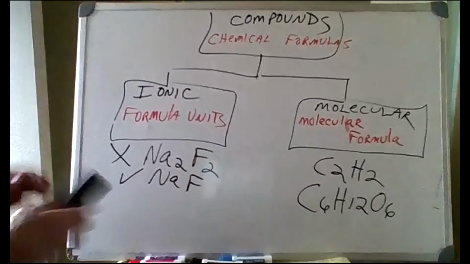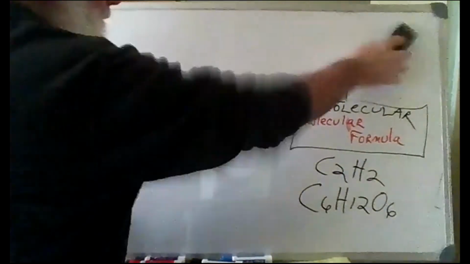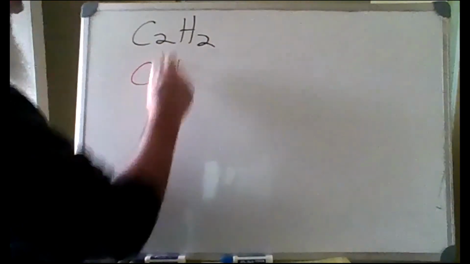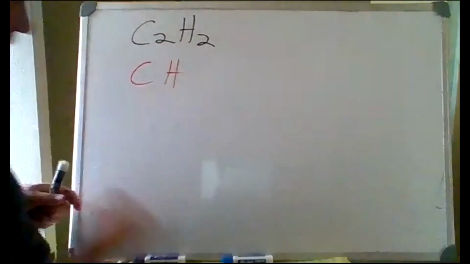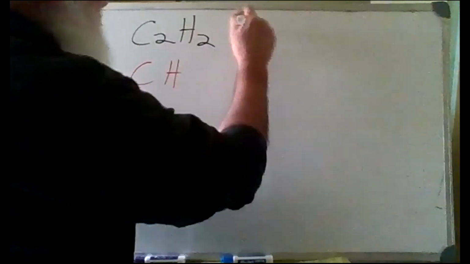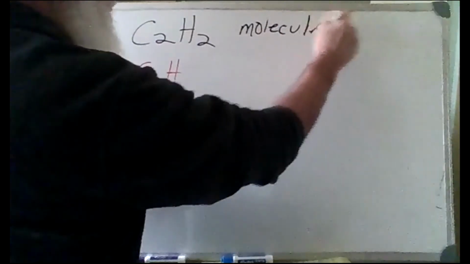I'm going to erase this. This is worth mentioning here. Let's go back to C2H2. That's a molecular formula. But I see there's a common factor there, so I could write this as CH. There's no such compound as this, but it has a different name. This is what's called a molecular formula.